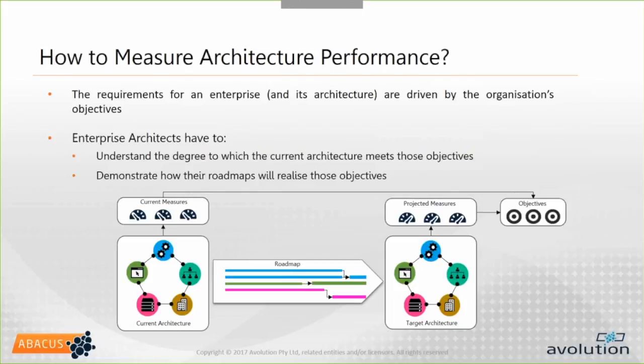Now, we can do that for every point in time that we model the architecture. So we can aggregate up those performance measures and understand in broad terms how that architecture is performing and whether or not it's getting closer or further away from those organizational objectives. And that's how, in very crude and very high-level terms, we demonstrate that roadmaps are aligned to objectives.